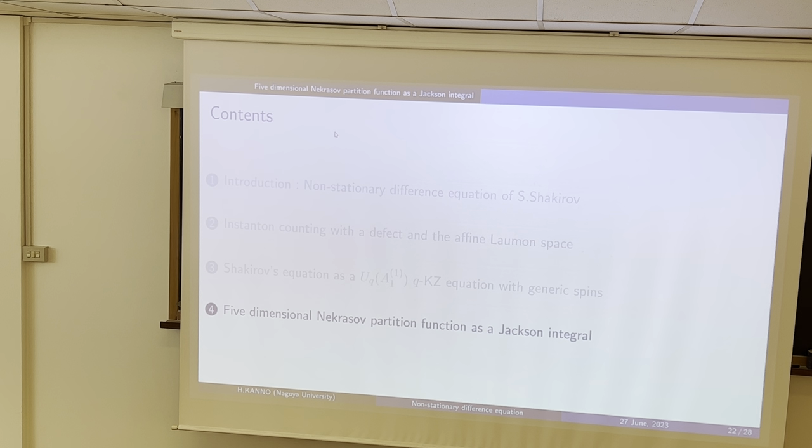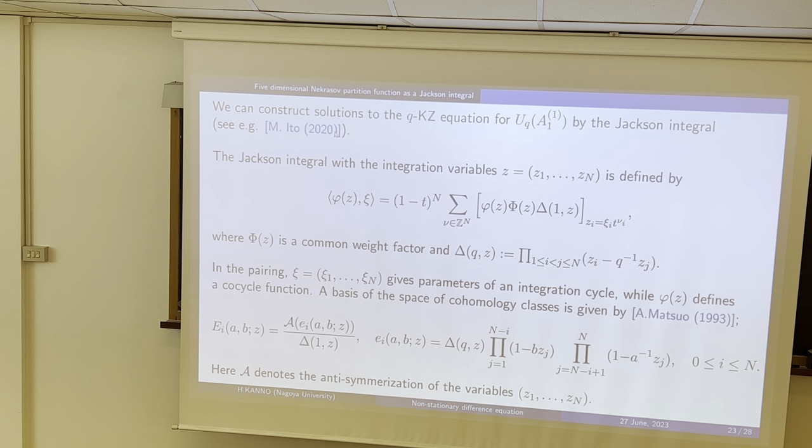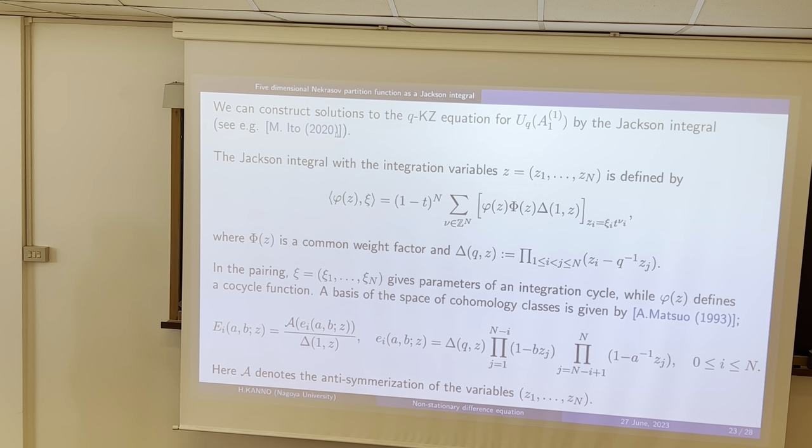And then, I have 10 minutes. Our conjecture is that the Nekrasov partition function coming from the affine Lorentz space solves Shamir's equation. That means it is a solution to the QKZ equation for the quantum affine SU2 quantum algebra. And in a sense, this is a very old story.